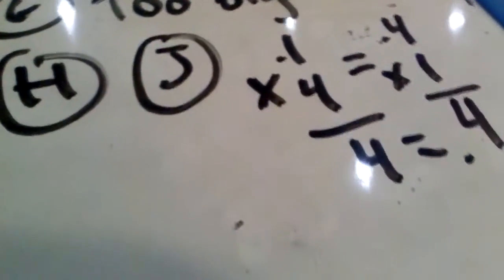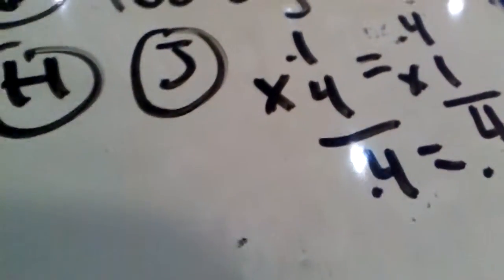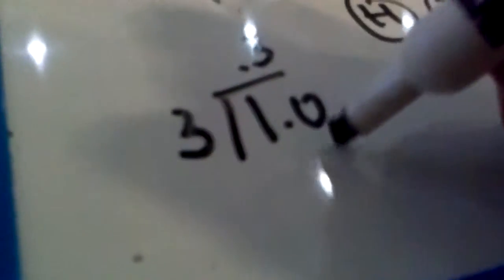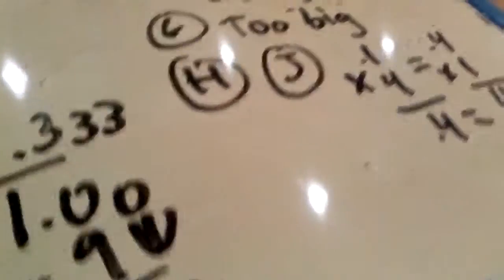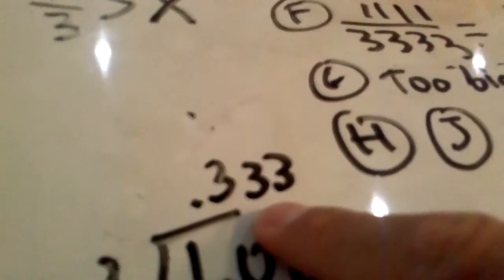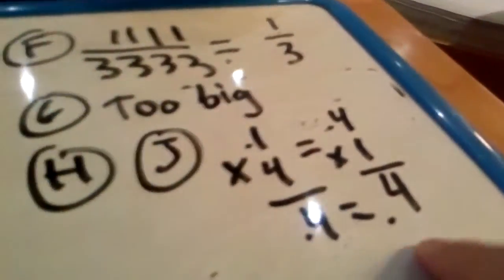And what do we know about 0.4? Take a look. Isn't that bigger? It is, right? Because what happens if we do 3 over 1? How many 3's are in 1? And as you know, it goes like this. So what's bigger, 0.333 or 0.4? 0.4 is bigger. So H and J are also too big because their final answer is 0.4. And 0.4 is a good amount bigger than 0.33, right? So that's not it either.